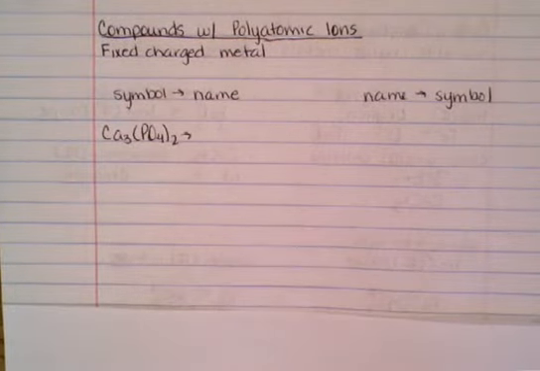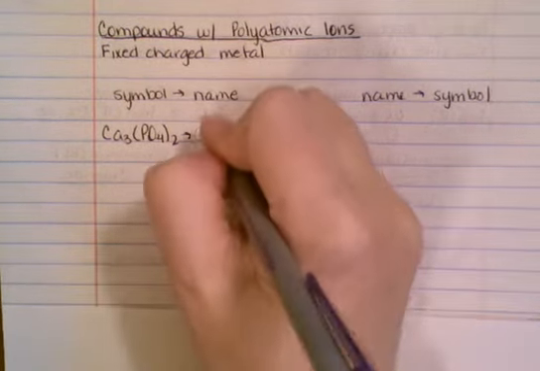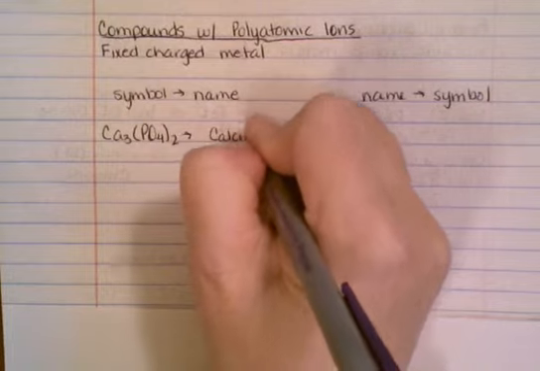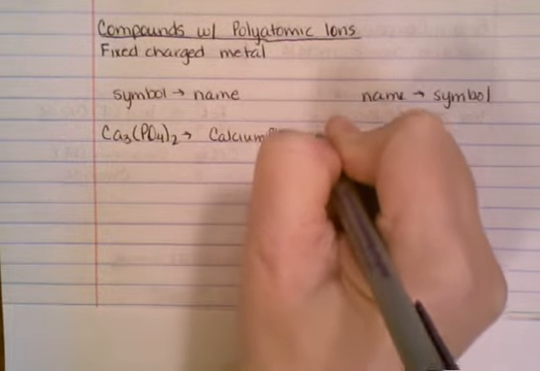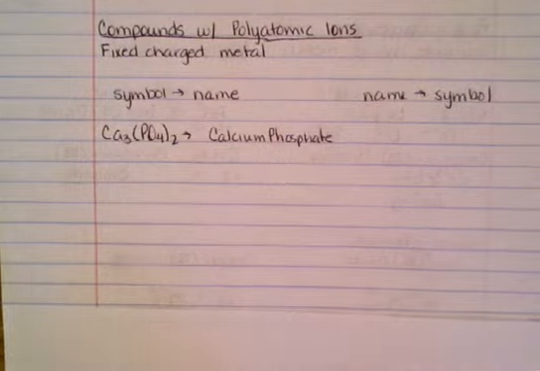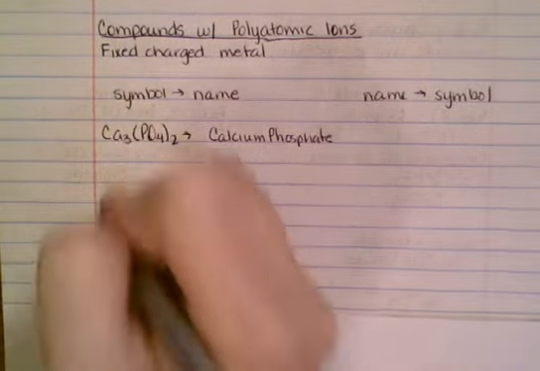This one's great. If we have a fixed charge metal and a polyatomic ion, you don't have to worry about the subscripts, you're just going to name it. So we're going to have calcium phosphate. And you're done.